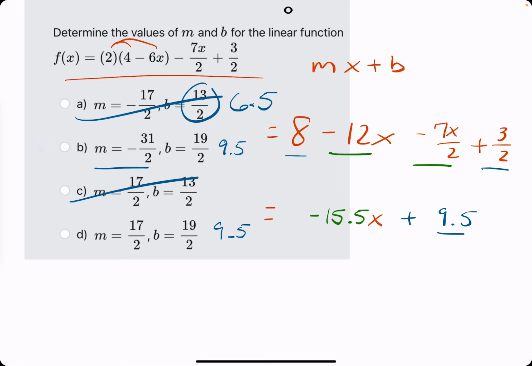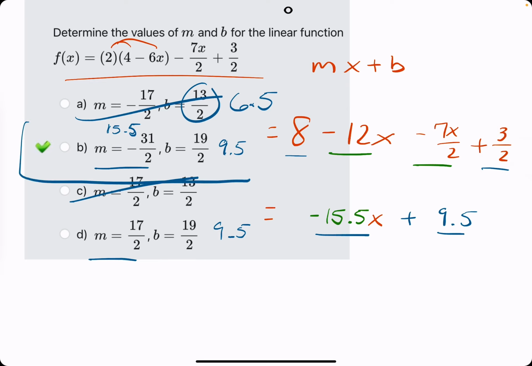If we look at this one, it's negative 31 over 2 versus this m value of 17 over 2. If we think about negative 31 over 2, if we type that into a calculator, negative 31 divided by 2, we would in fact get negative 15.5, which is equal to our m value that we got.